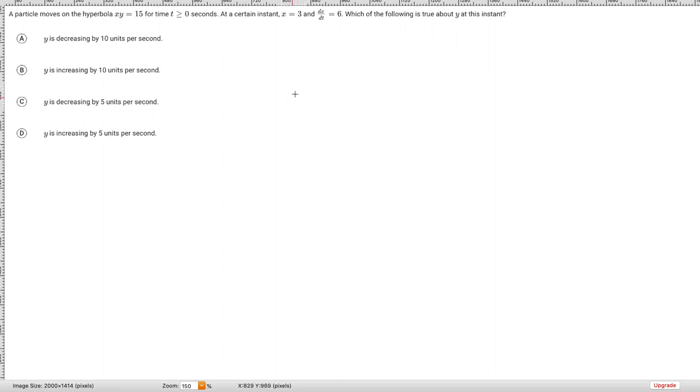This is going to be some particle moving along some function, x times y equals 15. So it's moving along that curve. The particle is changing its position along x, and it's changing its position along y as it moves along this curve. This curve looks like, let's say, like this, right? And the particle is just going to move along this curve over time.